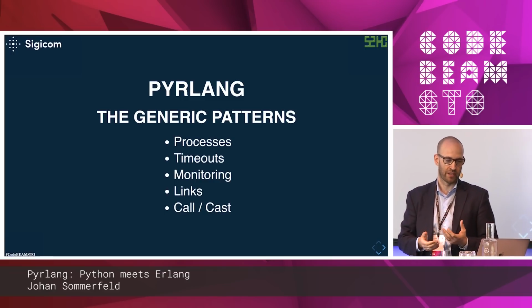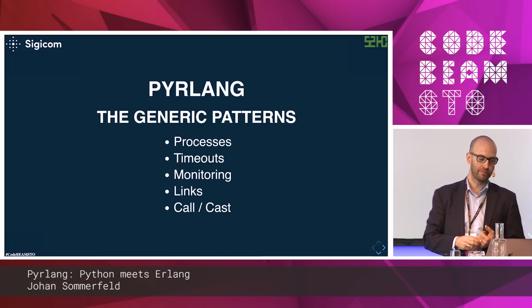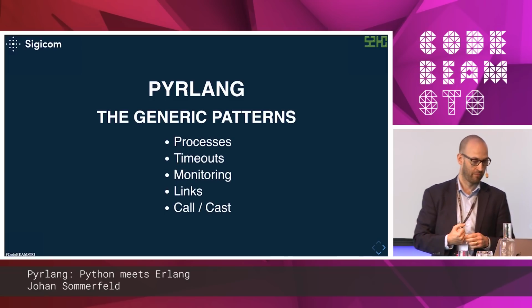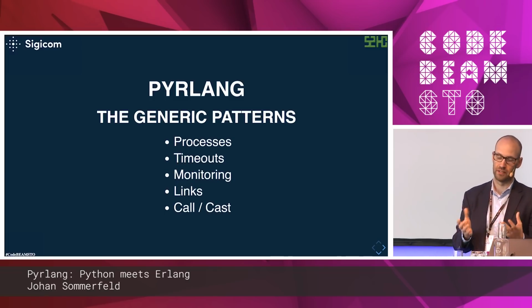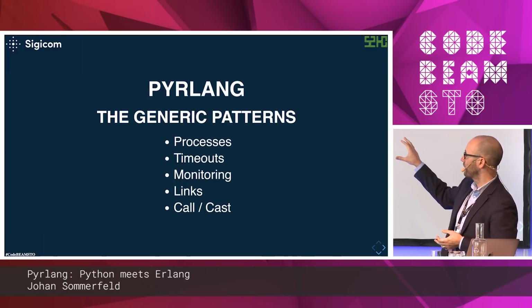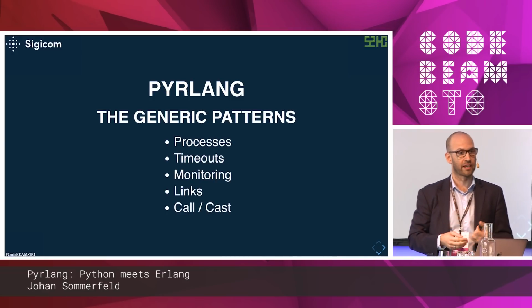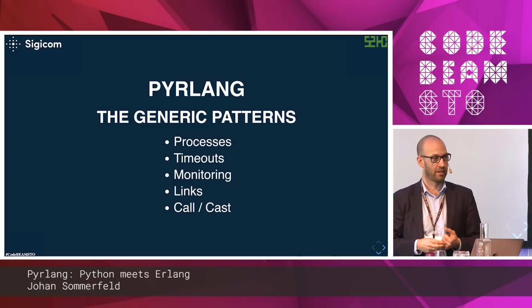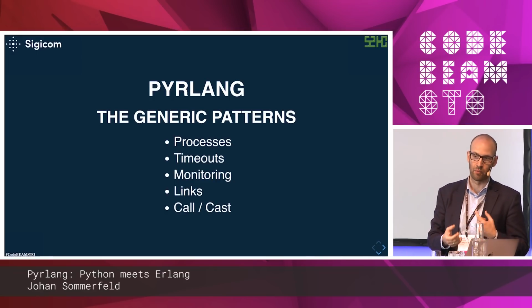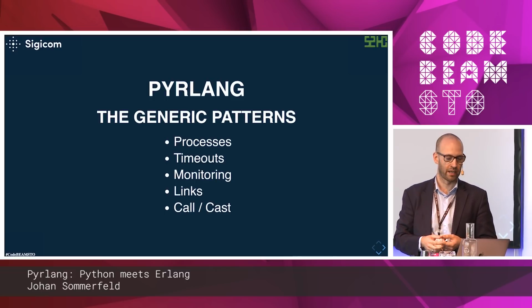So with Pyrlang, we're trying to implement the generic patterns of Erlang, and I haven't written that yet, but also OTP's gen_server and things like that. So we have a class in Python that acts and looks like a process, and it can take calls like a process. And then we want to implement the timeouts, so when you do calls, you get timeouts as you do in Erlang.